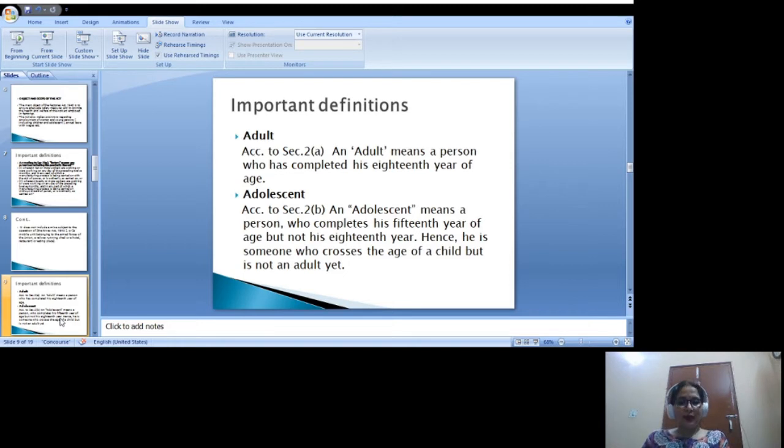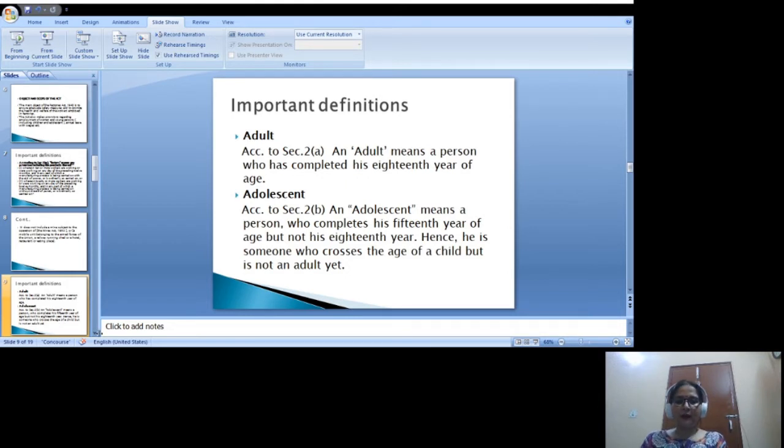Now, coming to our next definition, that is adolescent. According to section 2B, an adolescent means a person who has completed his 15 years of age but not his 18 years of age. He is between 14 and 18 years: he has completed his 14 years, more than 14 years but less than 18 years. He will be known as an adolescent. Hence, he is someone who crosses the age of a child but is not an adult yet. In Hindi, we call this Kishore Avastha.